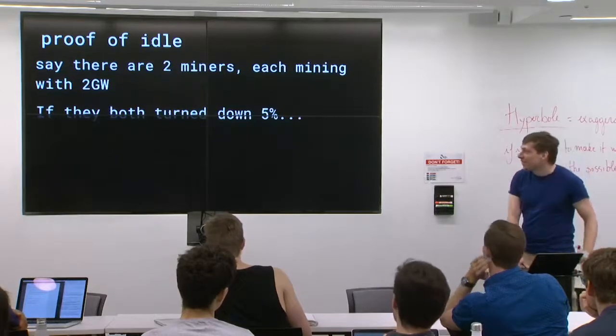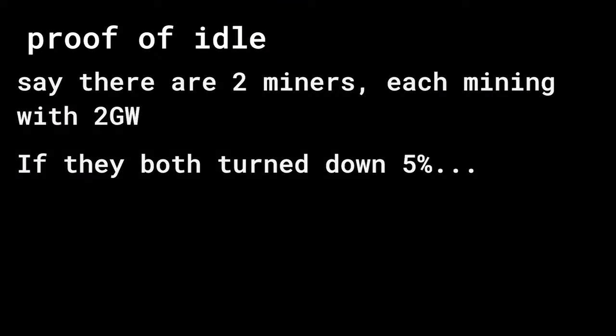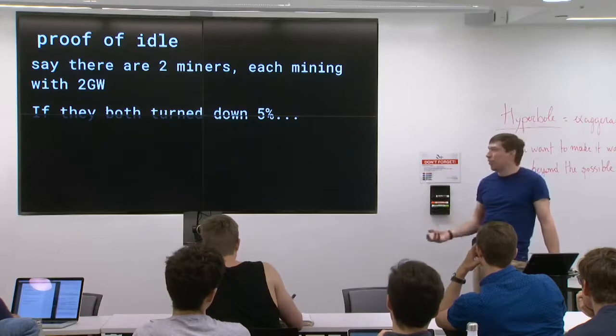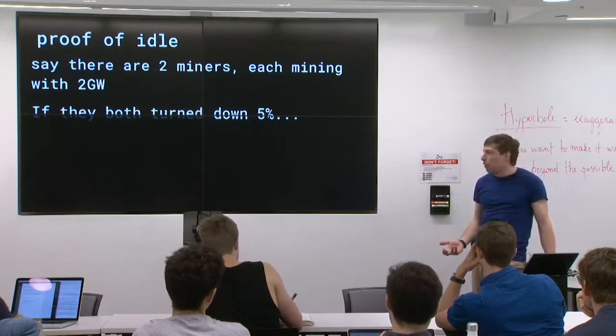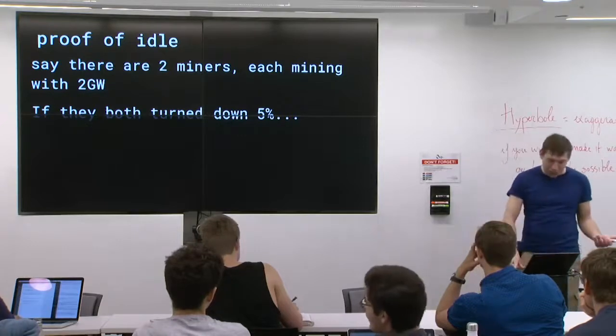So let's say there's 2 miners, and there's obviously more, and each mining with 2 gigawatts. And they both think, well, wait, if we both turned our mining down 5%, we'd still get the same amount of coins, but we'd be using 5% less electricity. We should have a meeting, maybe some kind of cartel.